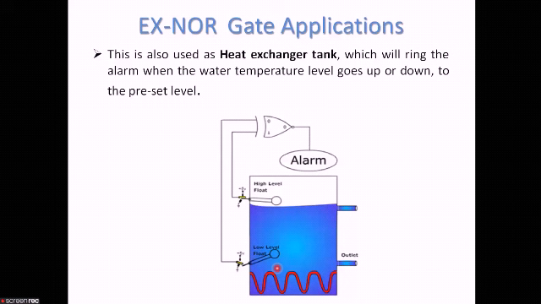Now, when the water level is between the upper float and the lower float indicator, then logic 1 is applied from the upper indicator and logic 0 from the lower indicator to the input of the XOR gate. In this position, no alarm will ring. Why? Because the water level will be in the required level. That is how this logic XOR gate can be used as a heat exchanger tank.